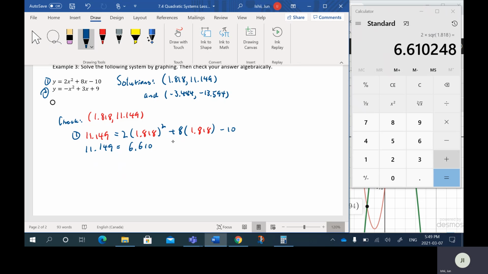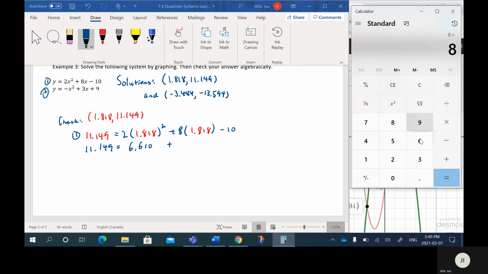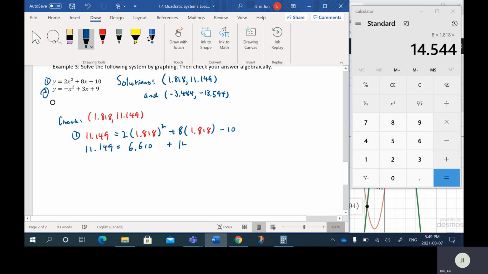Actually, let's just go through this one, please. Plus, all right, so 8 times 1.818 equals. All right, so this one's 14.544 minus 10. Okay.